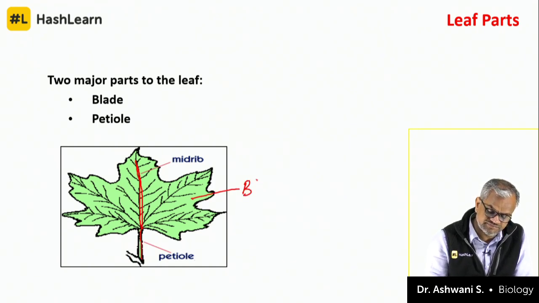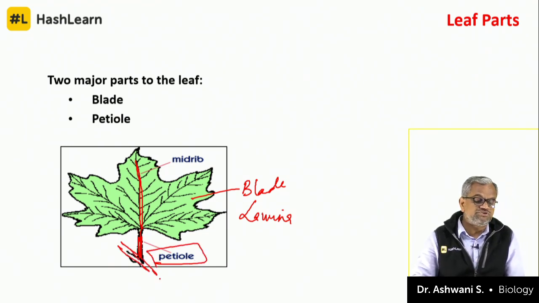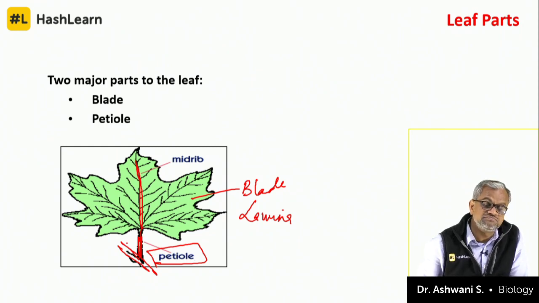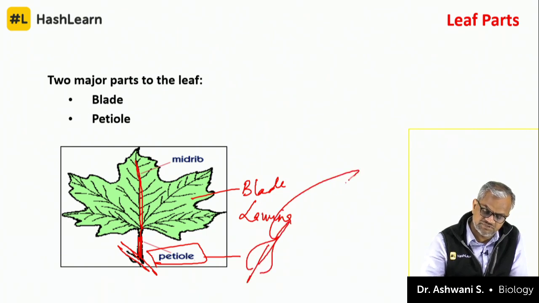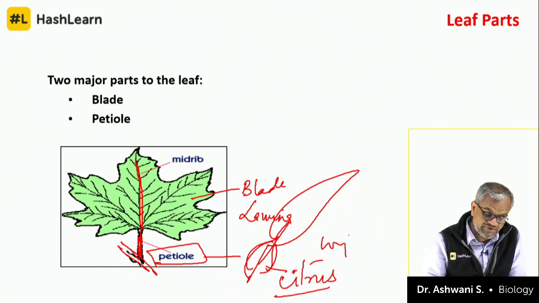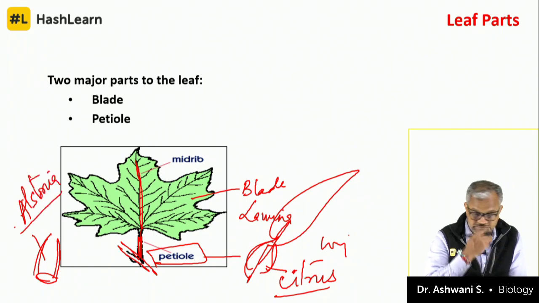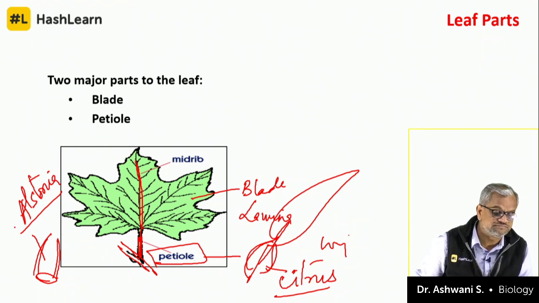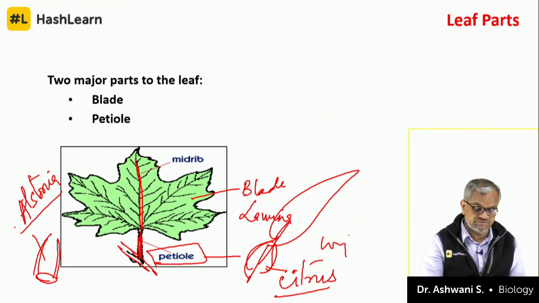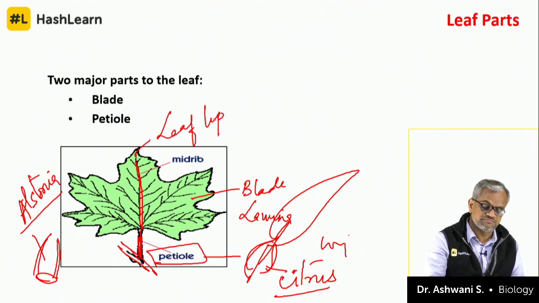This is called as blade, also called as leaf lamina, and the structure which attaches to the main stem is petiole. Petiole is the connectivity of a leaf to the stem. This petiole, if it is winged petiole, like you can see in case of citrus fruits, winged petiole. Sometimes this petiole is swollen, a bulged petiole, as in case of Alstonia. Right? This is called as leaf tip or leaf apex.